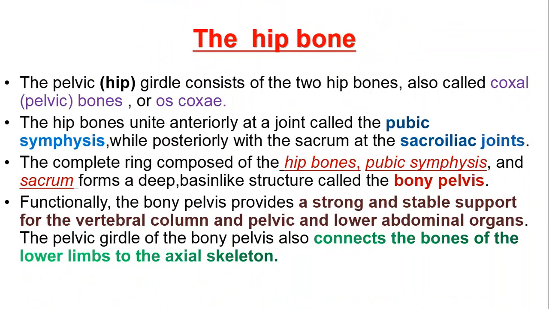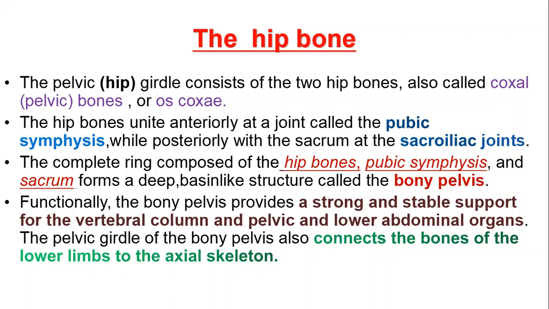The complete ring, composed of the hip bones, pubic symphysis, and sacrum, forms a deep basin-like structure called the bony pelvis. So we now have the structure bony pelvis, apart from the pelvic girdle. Remember, these are two different things. So for the bony pelvis, another bone comes in, which is the sacrum.